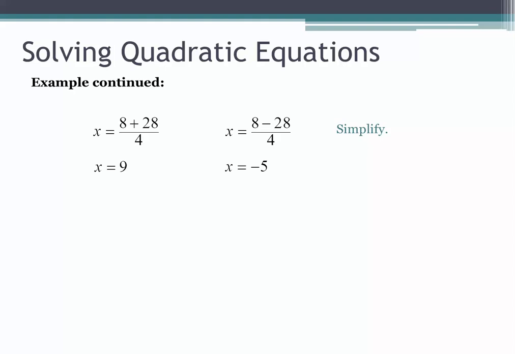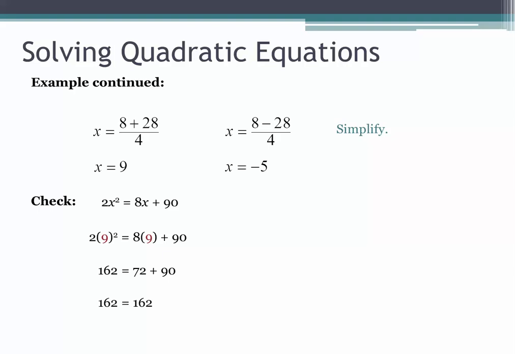8 plus 28 is 36, divided by 4 is 9. 8 minus 28 is negative 20, divided by 4 is a negative 5. So our solutions are 9 and negative 5.